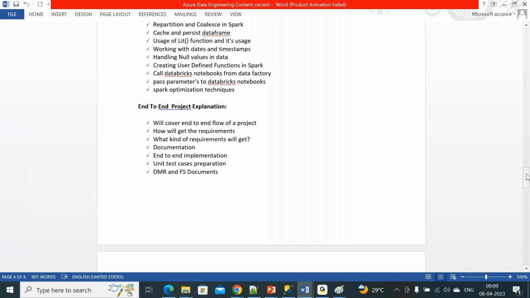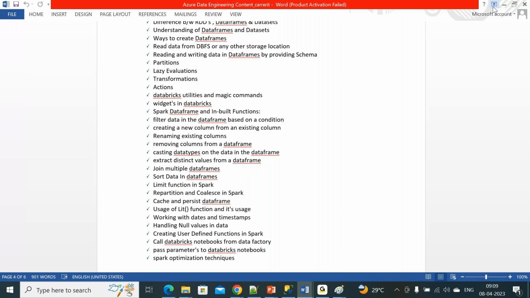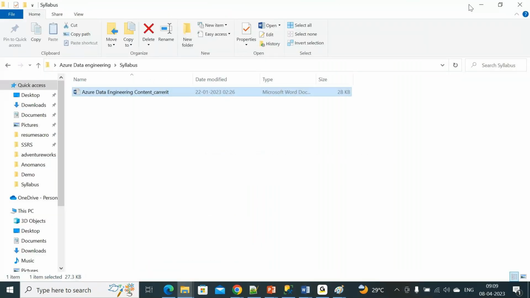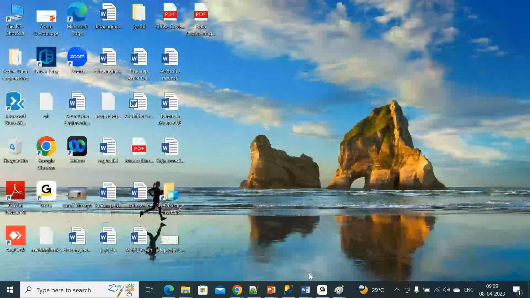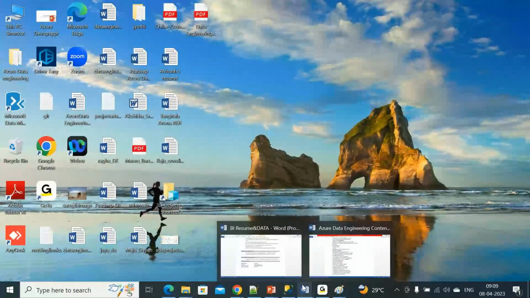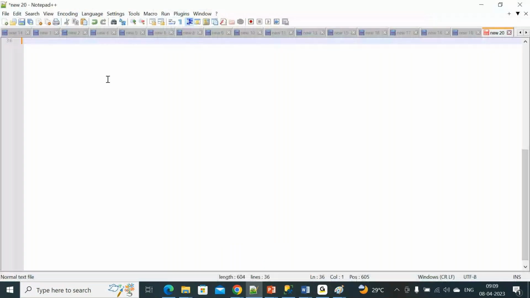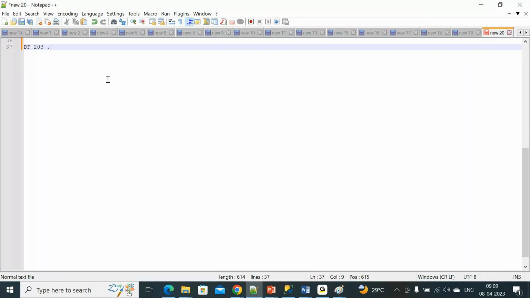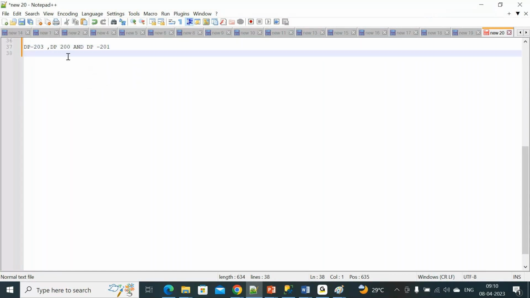And coming to the certifications. What is the certification you will do here? Next question, the certification part. DP203 is the certification. Earlier it used to be DP 200 and DP 201 when we started our data engineering career. Now they mixed all the services and made a single certification called DP203.